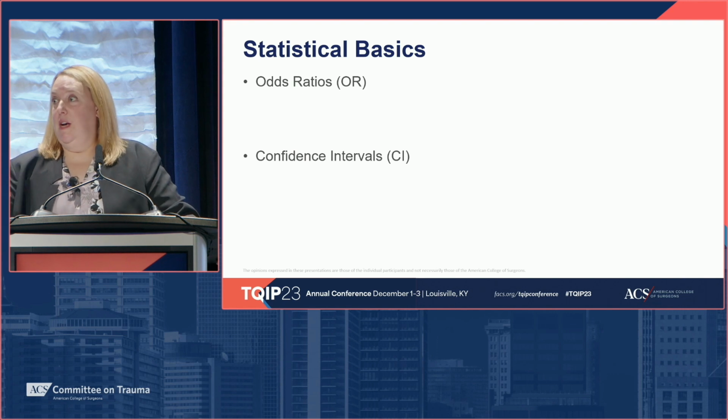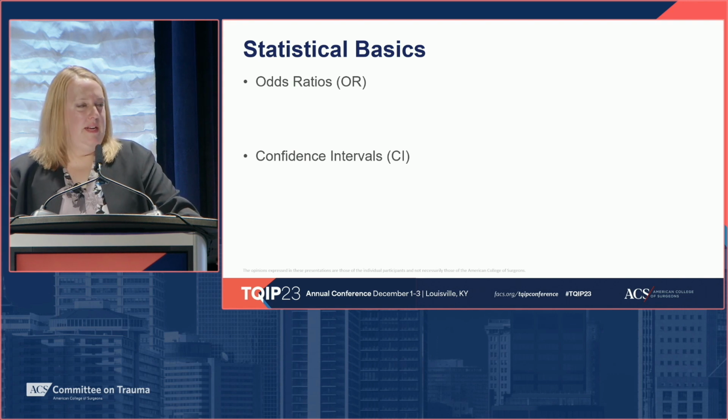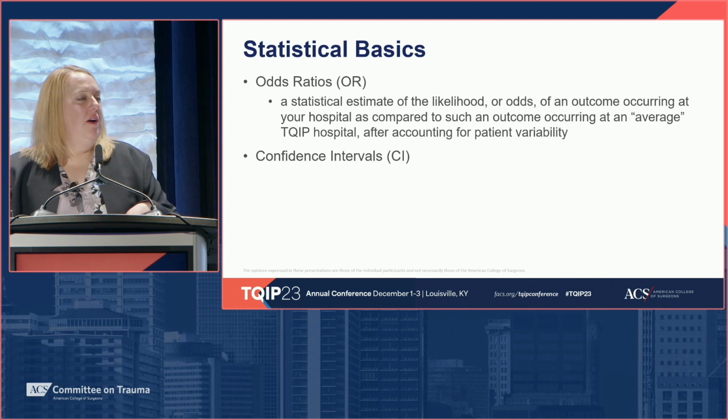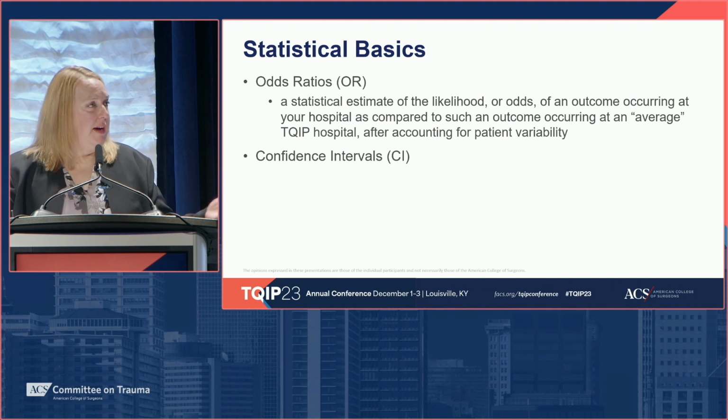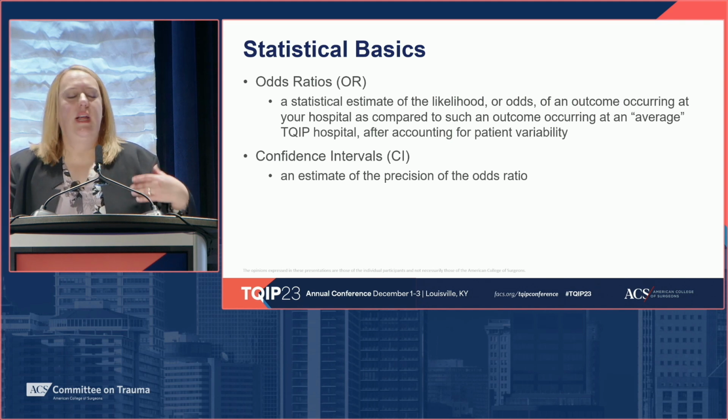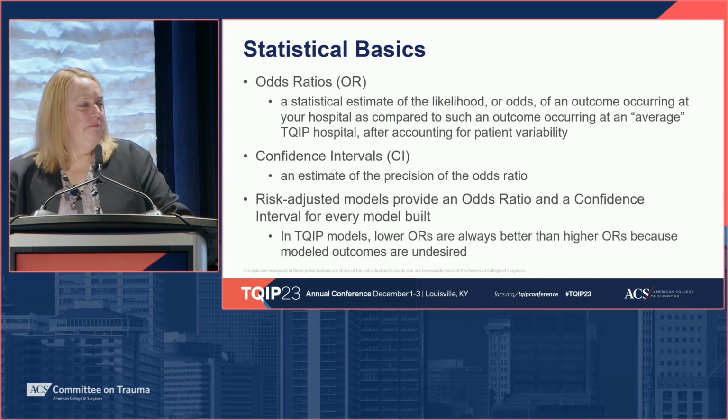We talk a lot about odds ratios and confidence intervals, as I'm sure you know. Briefly, the odds ratio is a statistical estimate of the likelihood or odds of an outcome occurring at your hospital as compared to that outcome occurring at the average TQIP hospital after we've accounted for this patient variability. Confidence interval is just an estimate of the precision of the odds ratio. So we talk in terms of 95% confidence intervals. This means we can be 95% confident that your true odds ratio falls within that range.